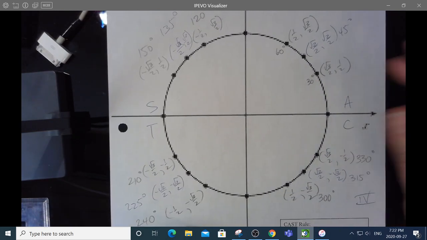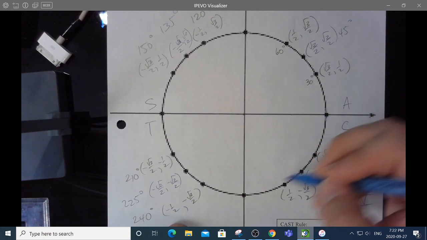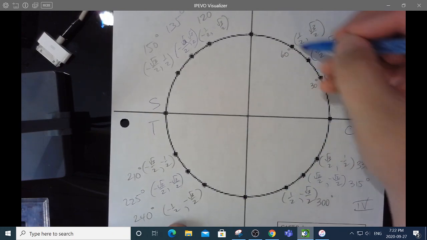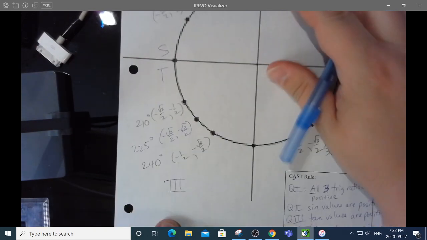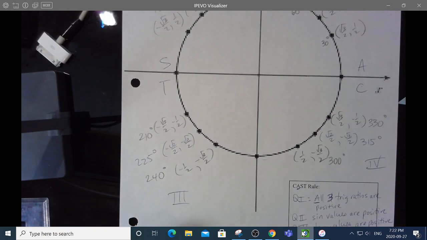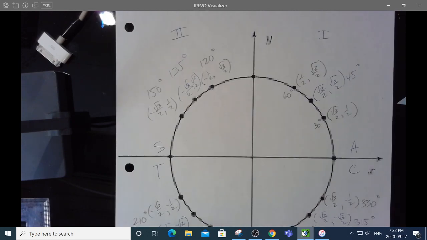And if you're wondering what we mean by C-A-S-T, well, C: cosines are all positive in this quadrant. All three are positive in this quadrant. Sine is positive in this quadrant. Tangent is positive in this quadrant. So we call that the CAST rule.